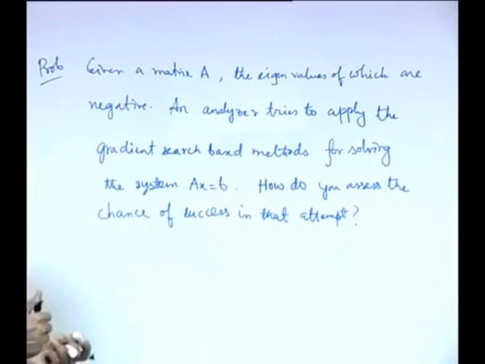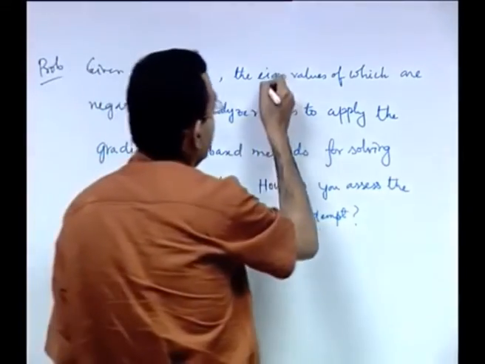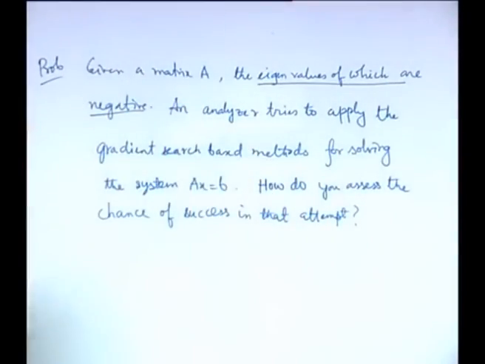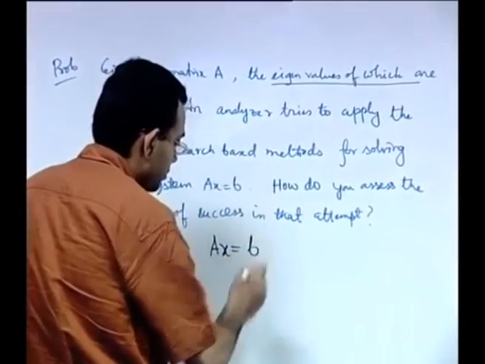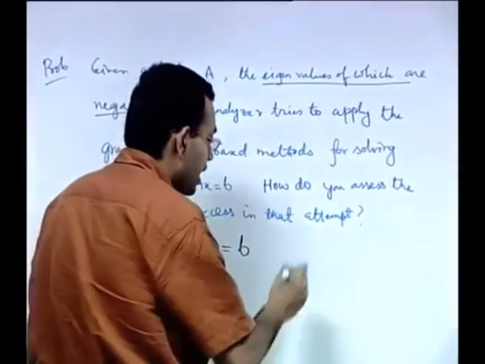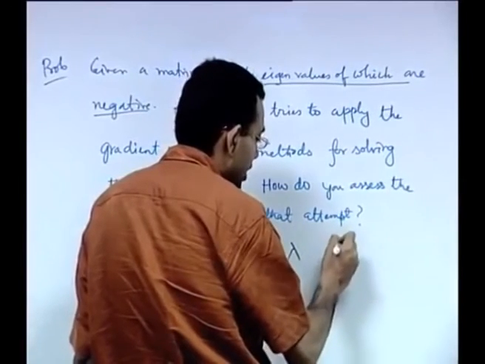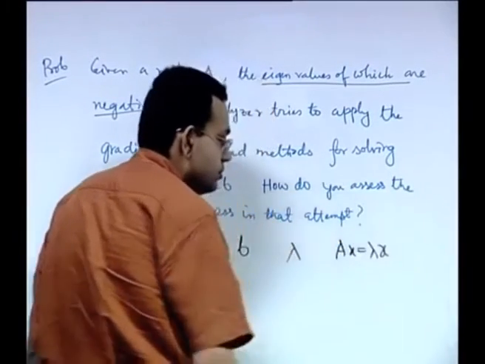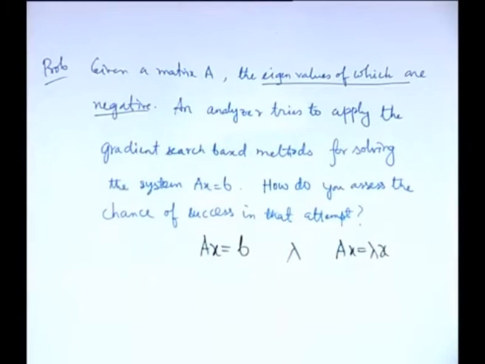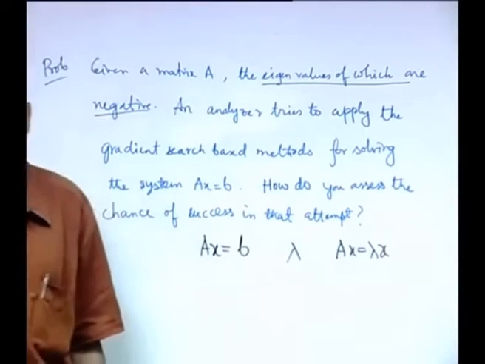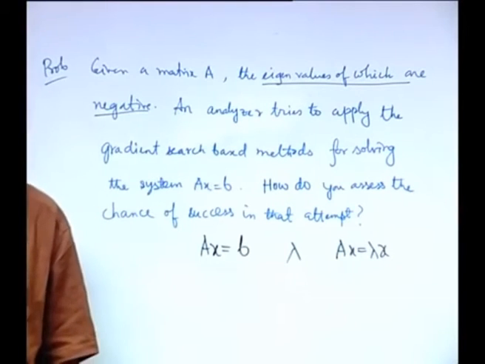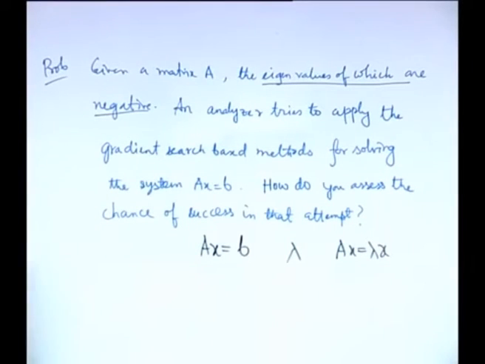So, the clue should come from this particular statement, the eigenvalues of which are negative. So, what is the consequence of a coefficient matrix having negative eigenvalues? So, you have Ax equal to b and the corresponding eigenvalue, if you have lambda for the matrix A, then you have Ax equal to lambda x. Now, for the gradient search based methods you have to recall what are the basic conditions that need to be satisfied for the method to be applicable.